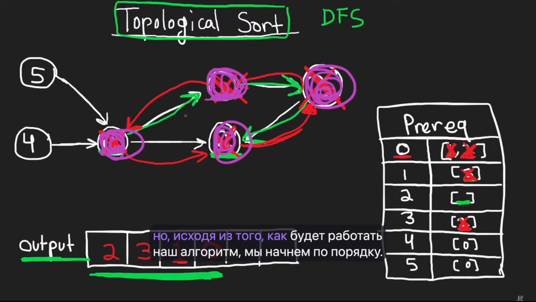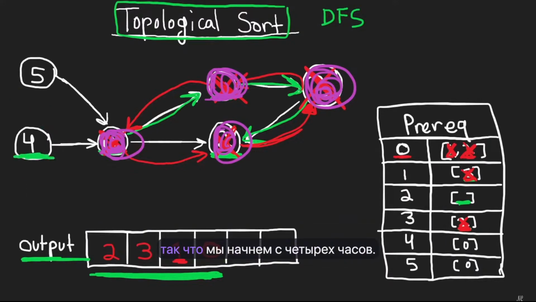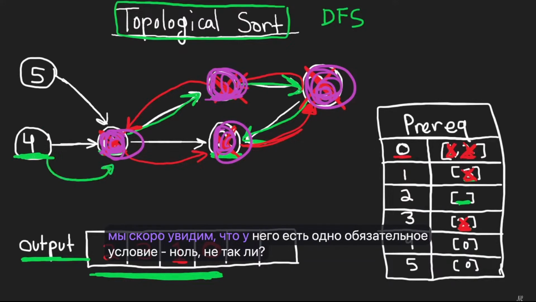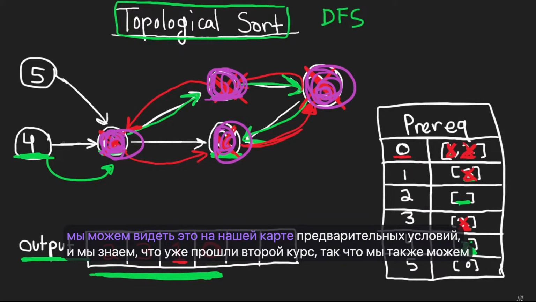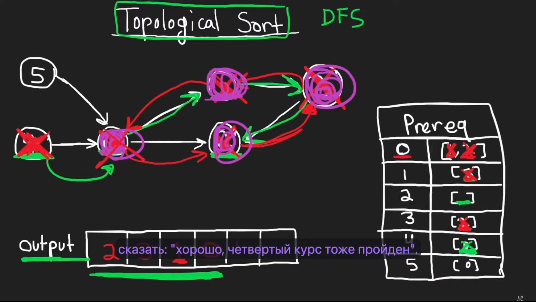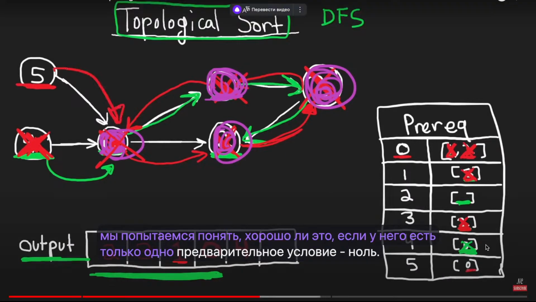But the way our algorithm is going to work, we are going to start in order. So we're going to go at 4. We're going to see it has a single prerequisite of 0, right? We can see that in our prereq map, and we know that we already took course 0, so we can also say, okay, course 4 has also been taken. We've done the prerequisites. We can take course 4. And we're going to do the exact same thing with 5 now. We're going to try to see, okay, it has a single prereq, 0.